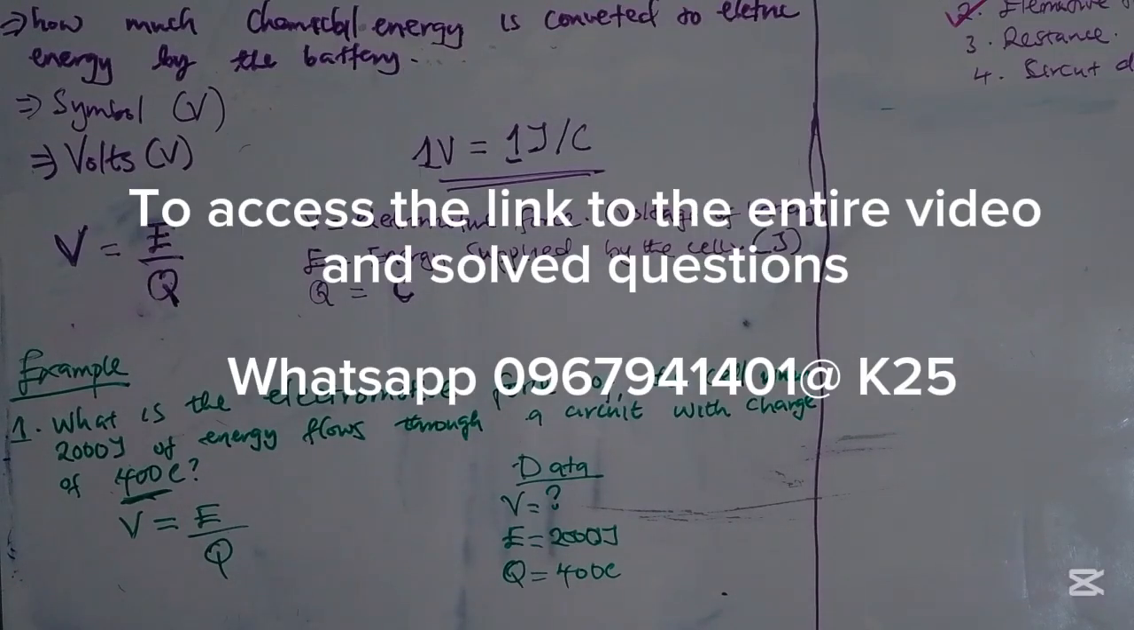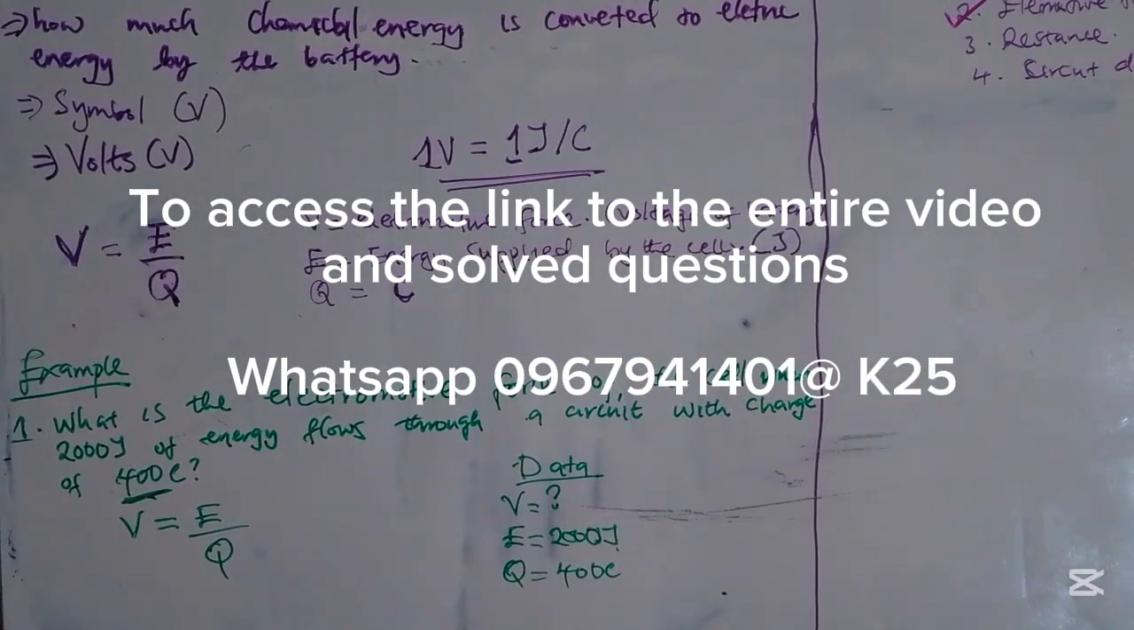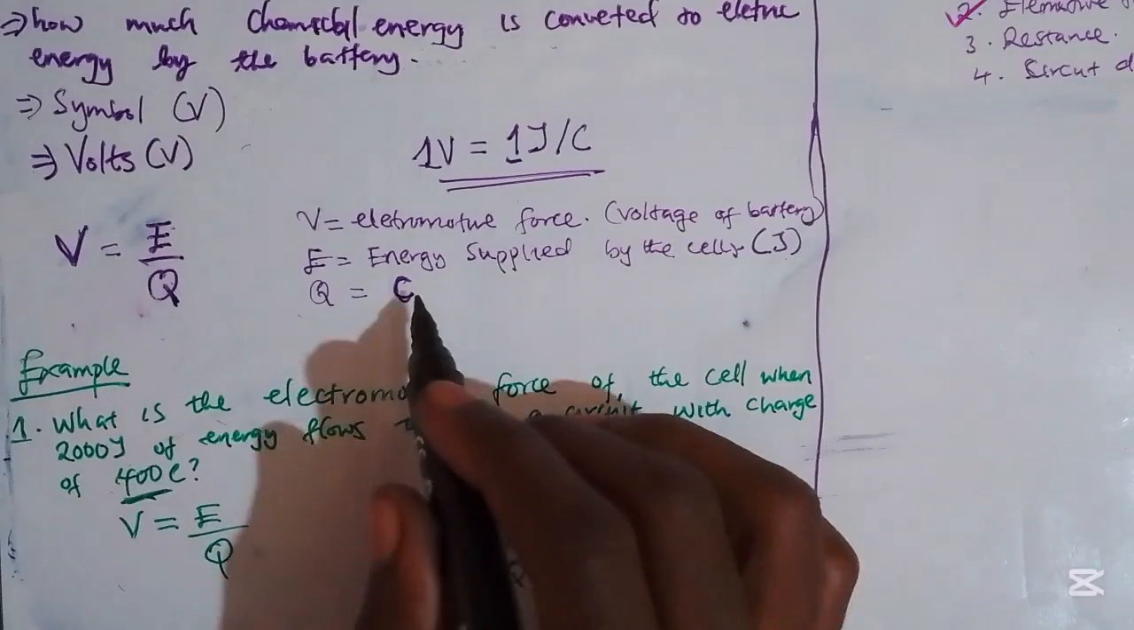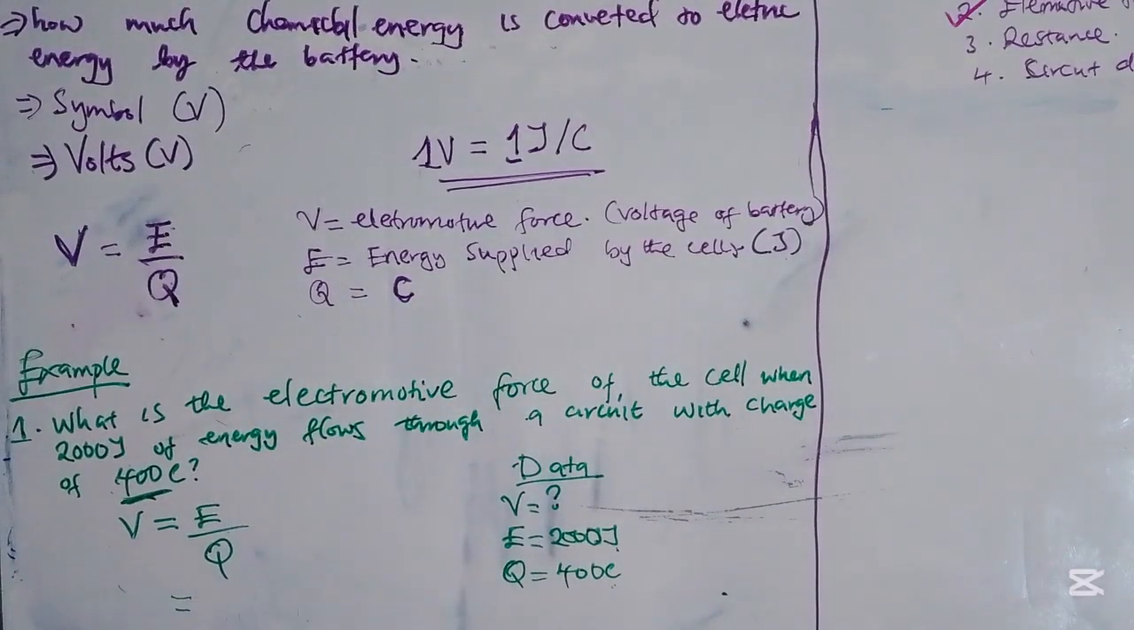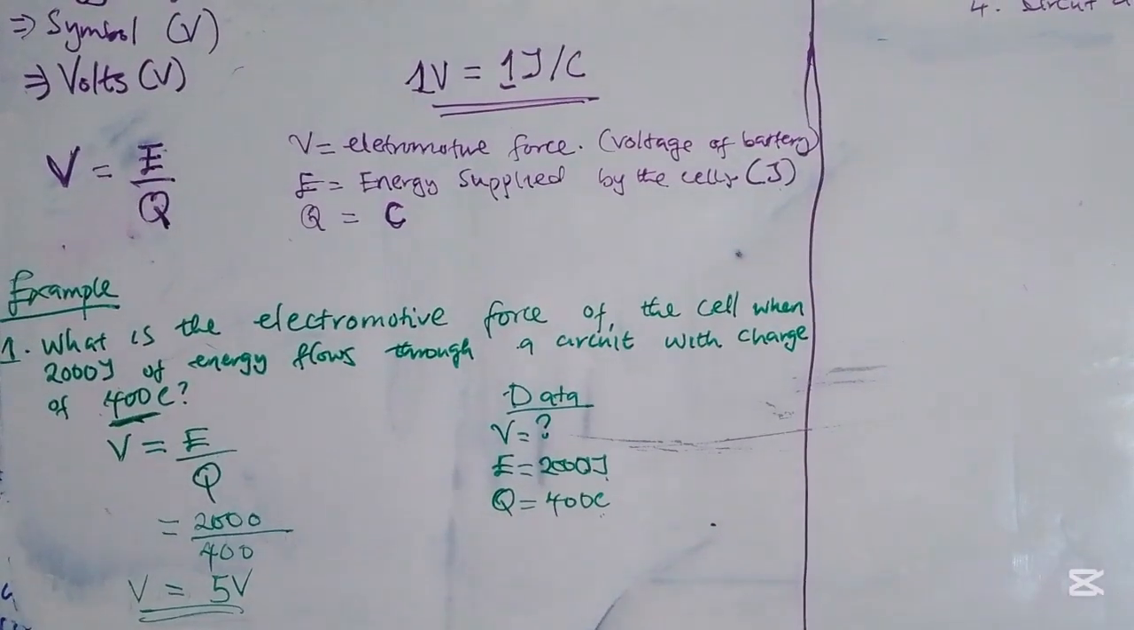Before replacing, remember you need to check for what? Units. What are the units for energy? Joules. Okay. Energy for charge, coulomb. So now you can proceed. You say 2000 divided by what? 400, which gives us our electromotive force to be 5 volts. That is how you can answer when questions come on electromotive force.